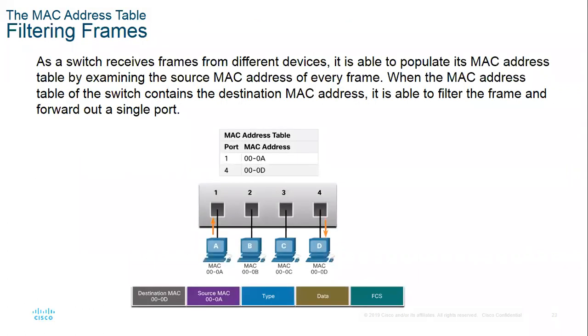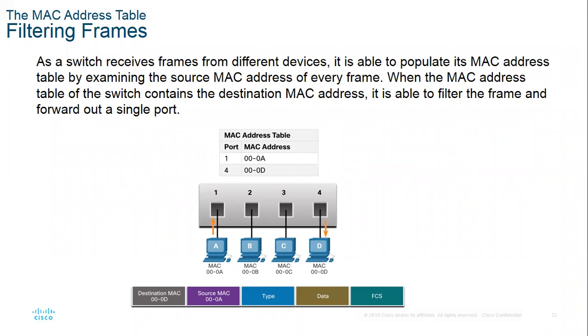Suppose we have the following setup. We have A sending a frame to D. A is connected to physical port number 1. D is connected to physical port number 4. We suppose here that the switching table is already populated, already learned, with the MAC address of A, which is 000A, connected to port 1, and 000D related to station D connected to physical port number 4.